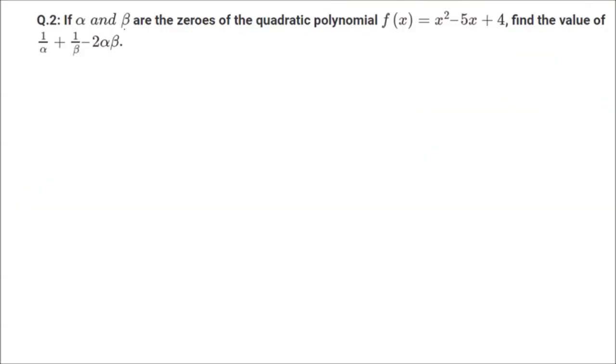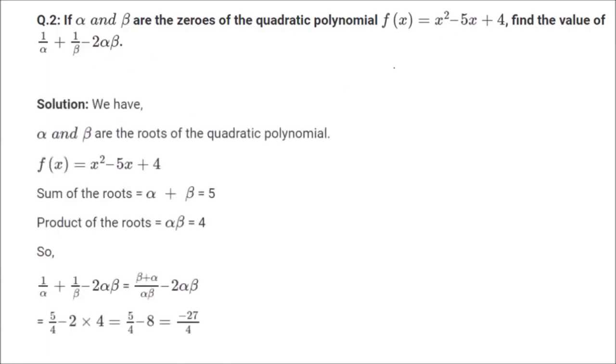If alpha and beta are the zeros of the quadratic polynomial f(x) equal to x square minus 5x plus 4, find the value of 1 by alpha plus 1 by beta minus 2 alpha beta. So what we will do here is, I'll compare it with ax square plus bx plus c. What is a? A is 1. What is b? B is minus 5. And what is c? C is equal to 4.